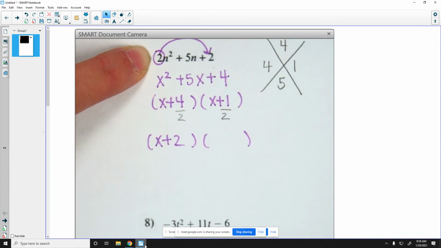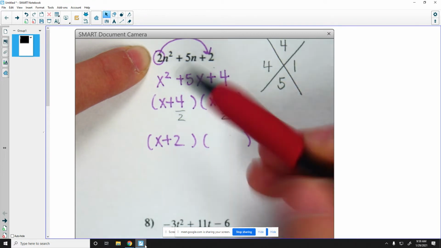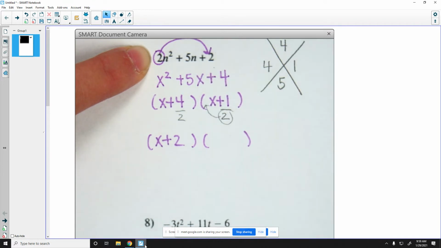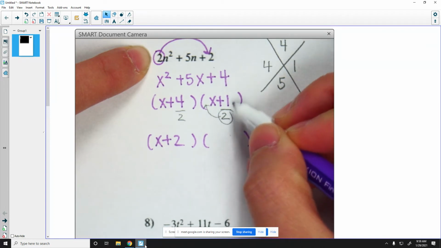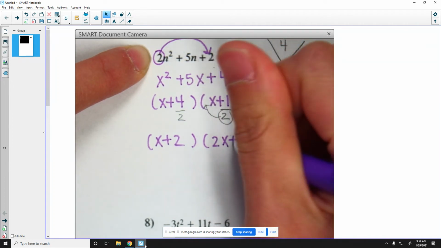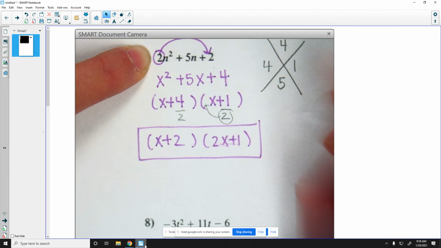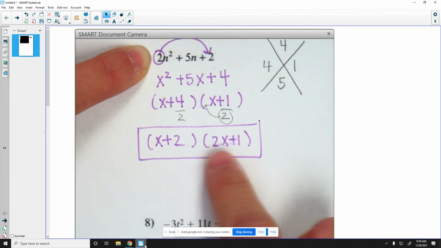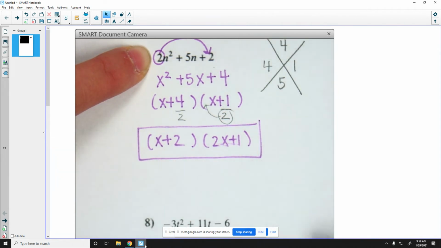And 2x plus 1. So the 2 here goes in front, right? Because it's a fraction. I can't write fractions, so it's 2x plus 1. And remember, you can double check your answers by just foiling it out or multiplying it out, and then you should get your original problem.